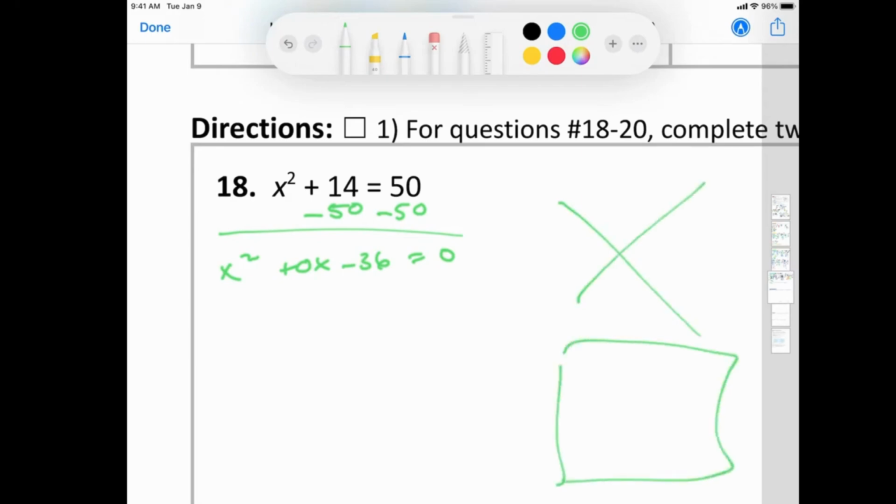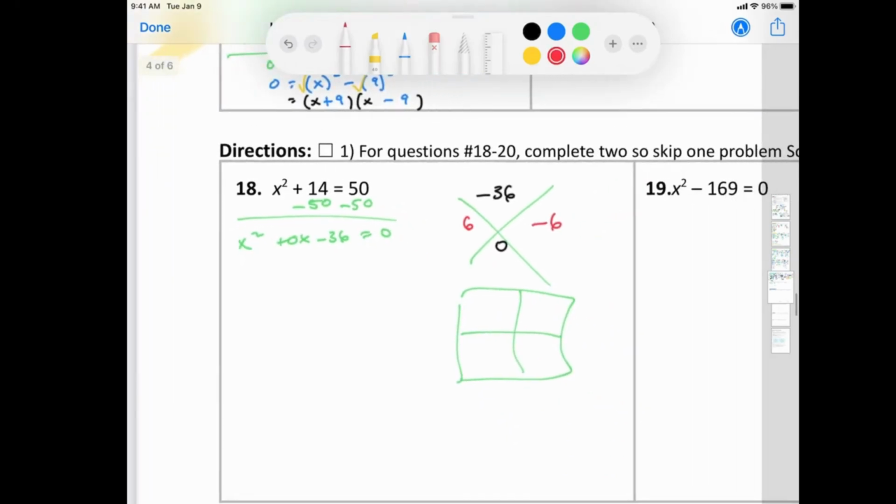And then hopefully you're getting really good at this x in this box. You don't have to label it. Eventually I see students do this. A times C is negative 36. B value is 0. My 2 numbers are 6 and negative 6. And some of you guys see the shortcut.